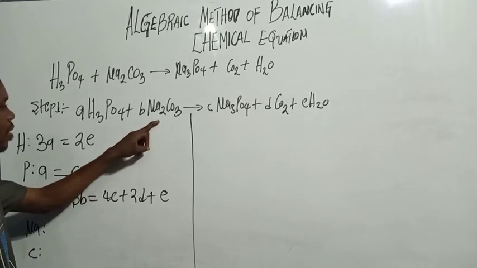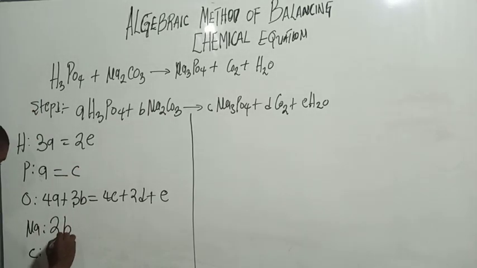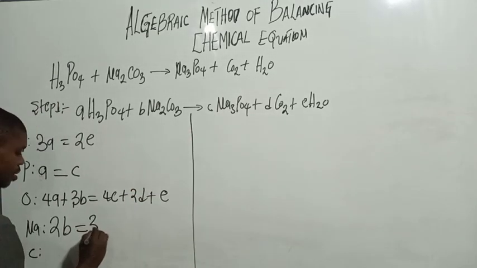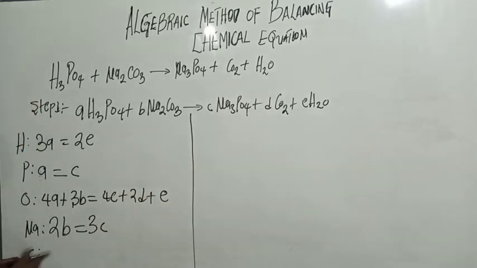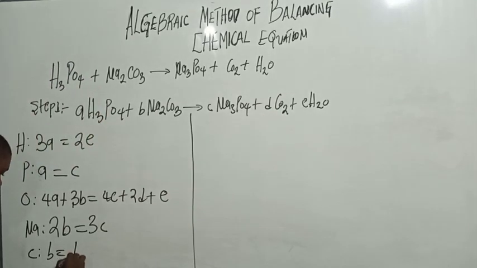Now, sodium. How many sodium do you have here? Here we have 2. 2 times B is going to be 2B equals to. Here we have 3C. Right? 3C. The carbon, here we have 1 atom of carbon times B, going to be B equals to. Here we have carbon, which is D. You get that? So this was step 2.